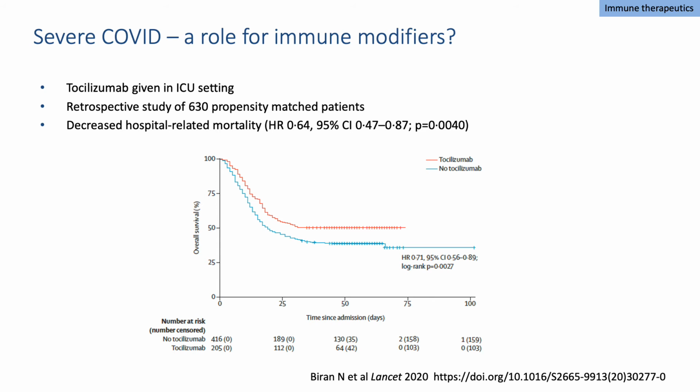Instead of wiping out the entire airline network with steroids, we could go in thinking more specifically. And here's a study published very recently in The Lancet in which tocilizumab was analysed. It had been given to a number of patients in the ICU setting. This is a retrospective analysis, and you'll see that those patients receiving tocilizumab were more likely to survive.